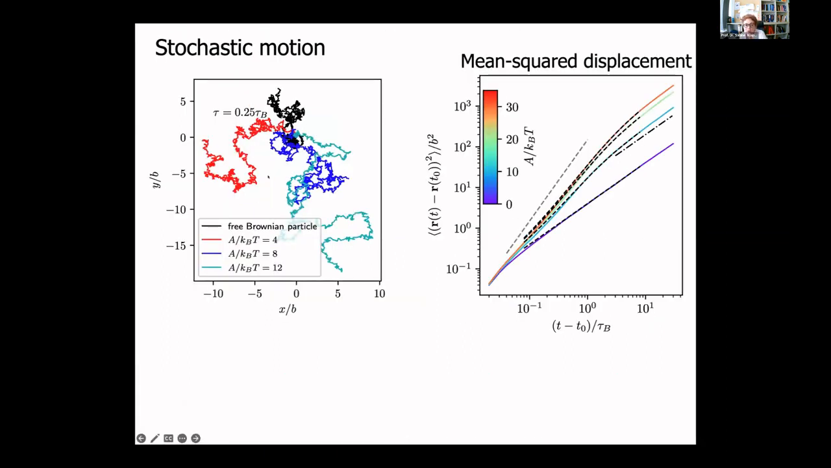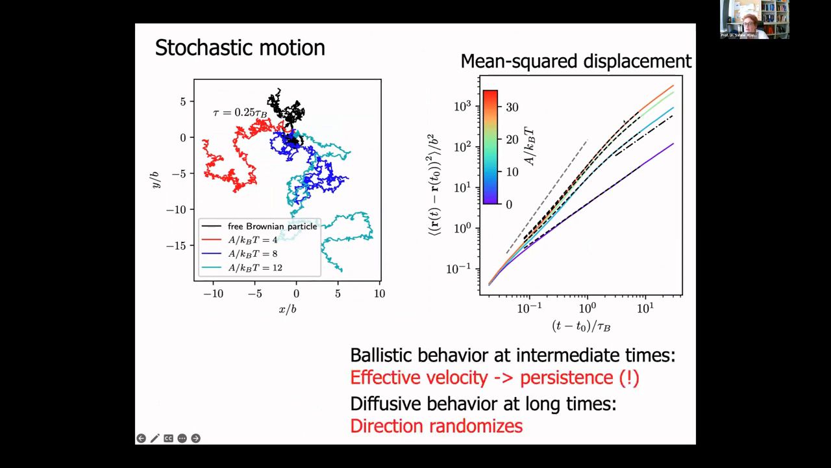So if you now add noise, we still see some traces of this long time finite velocity. On the left-hand side, we just have trajectories which spread out the larger the feedback is. I'm now comparing feedback strength over kT. And if we look at the mean squared displacement, what we find in this feedback-driven case with noise is that it's diffusive at long times. So the direction randomizes, which makes sense. But at small and intermediate times, we have a combination of ballistic and diffusive motion.